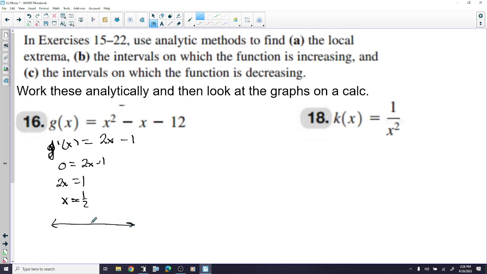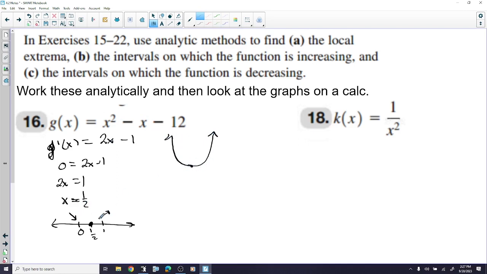So let's put 1/2 on a number line. There's the critical point, we call it. And 1 is over here and 0 is over here. Now if we plug 0 into the derivative, we get -1. So this is a decreasing function. And then if we plug 1 in, we get 2 minus 1, which is positive. Now it's an increasing function. Well, this is a right side up parabola. So yeah, they decrease and then they increase.